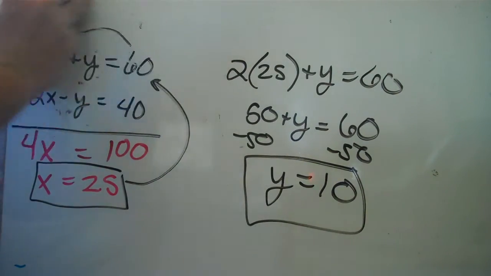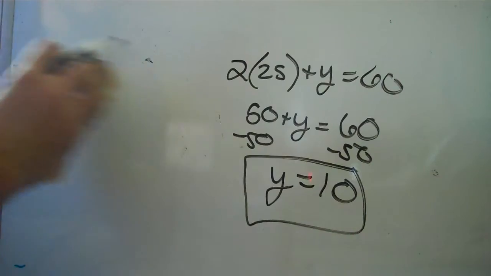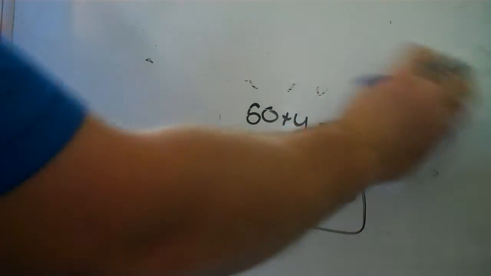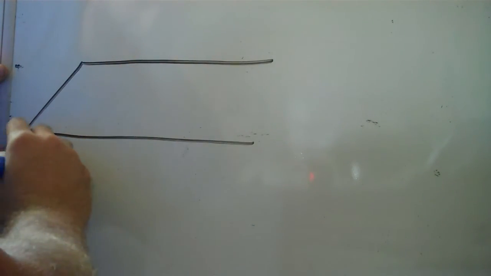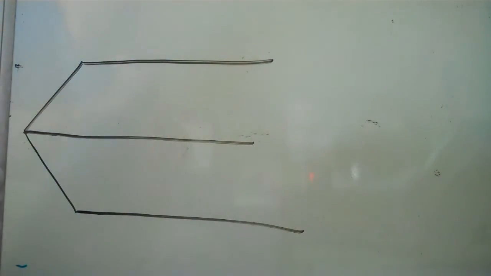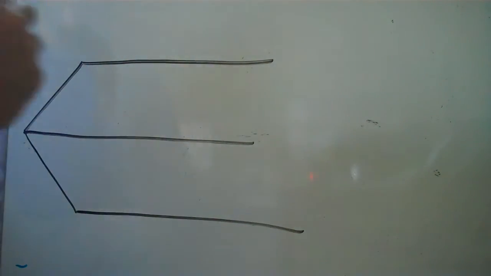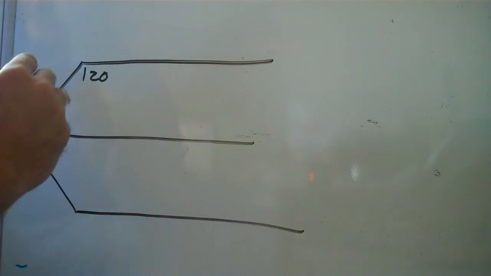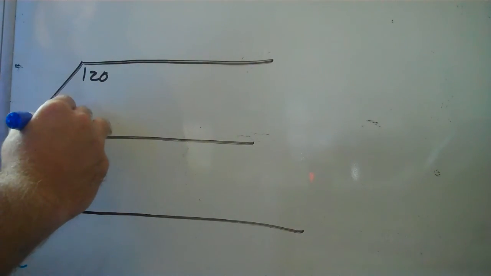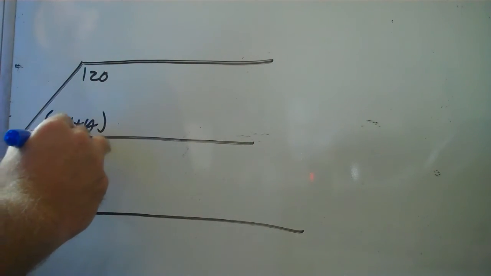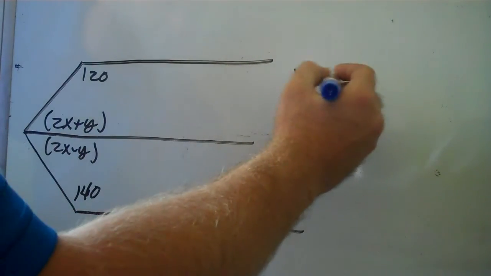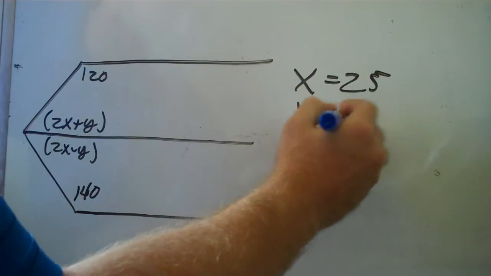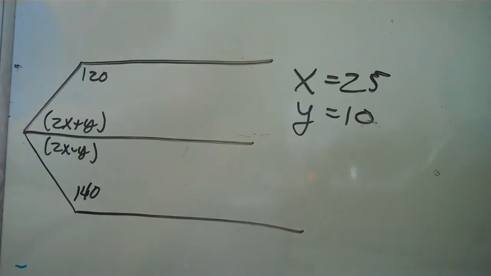And we'll go back to the original picture, where we had 120 degrees up here, 2x plus y down here, 2x minus y there, and 140 here. And we just found x to be 25, y to be 10. I'm just going to go back and check my work.